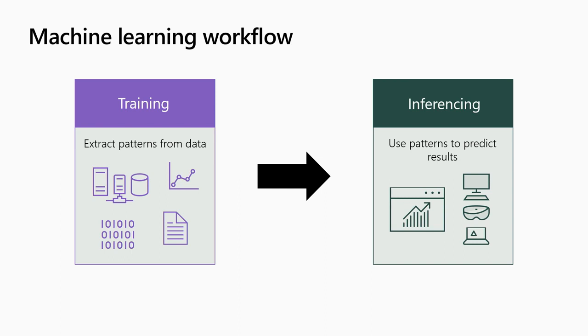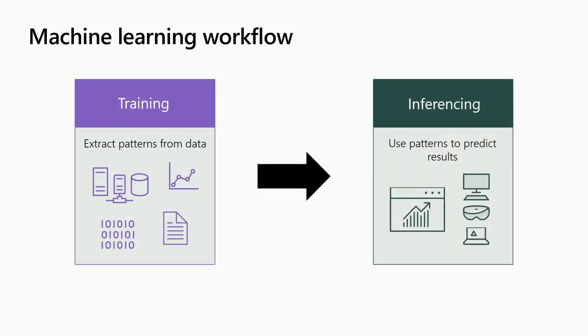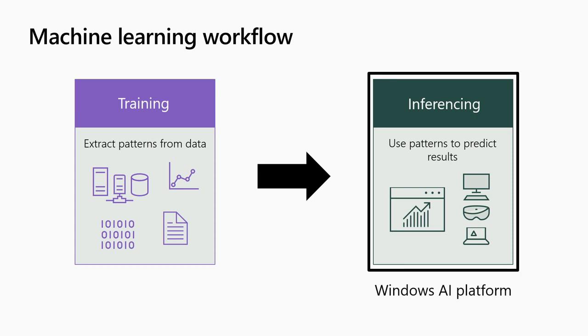The second phase is called inferencing. This is where the computer uses those extracted patterns to predict the most likely result given a new set of inputs. Inferencing occurs every time a customer calls your intelligent application or service. And this is where we focus. The Windows AI platform is all about being the best way to perform machine learning inferencing on Windows 10. We support running both on your local device and in a virtualized or cloud environment.